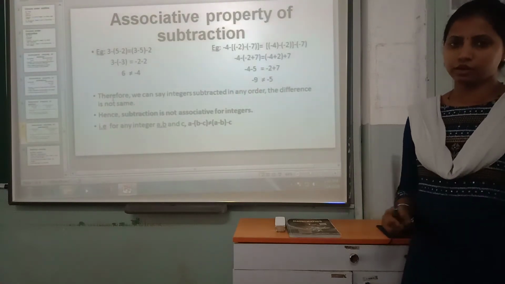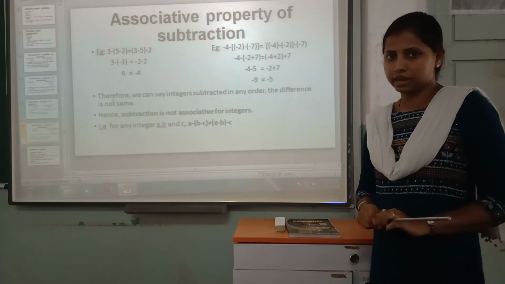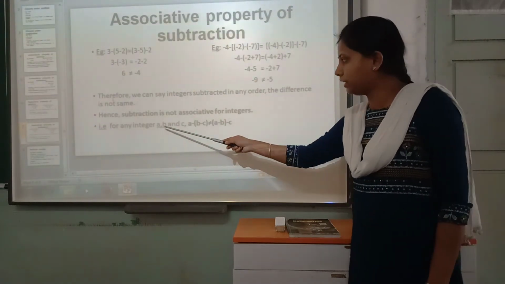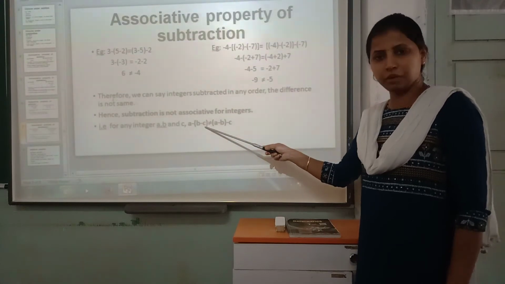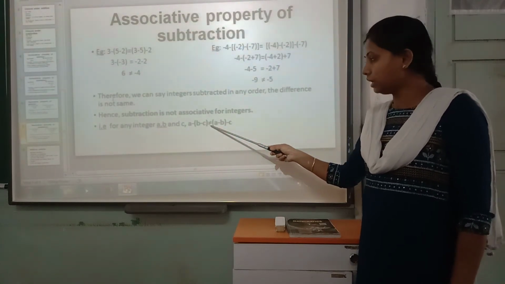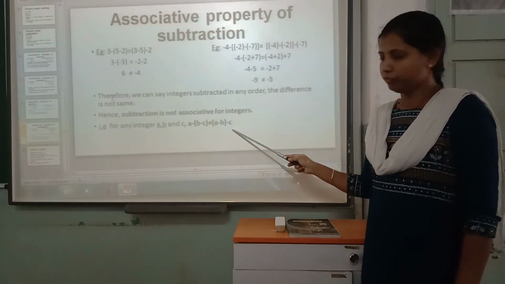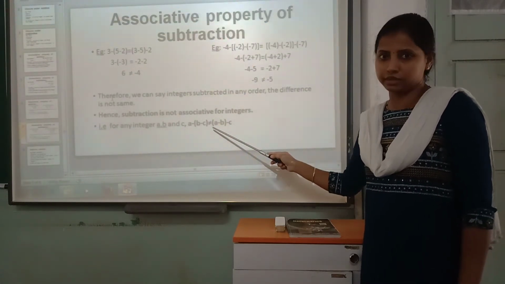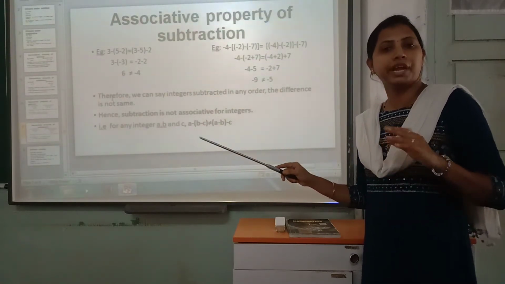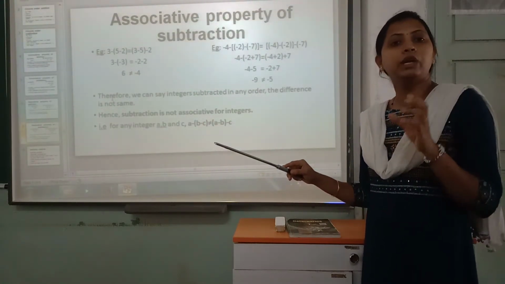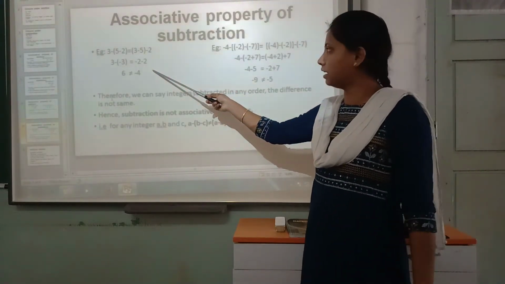Yes, so coming to the next one now, we will see what is the associative property of subtraction. Here also 3 integers will be there and you have to subtract and check. For any integers a, b and c, a − (b − c) is not equal to (a − b) − c. In addition it will be equal, but in subtraction when you change the grouping and subtract, you will not get the same difference. So you can see the examples and understand here.